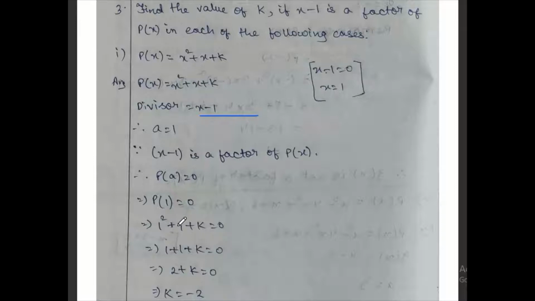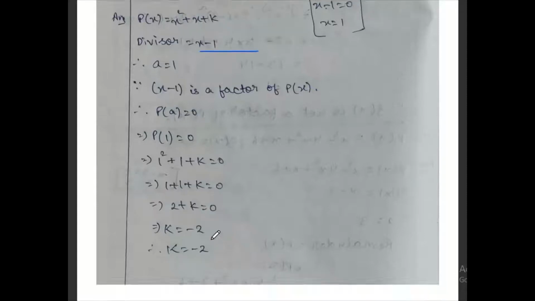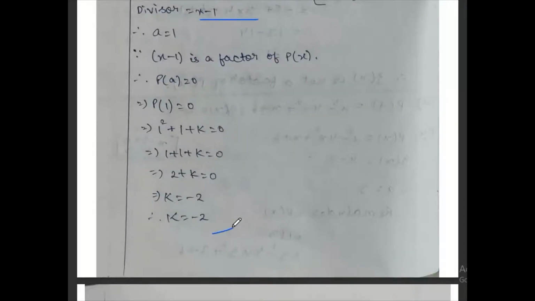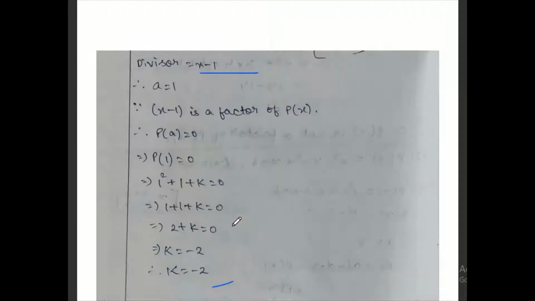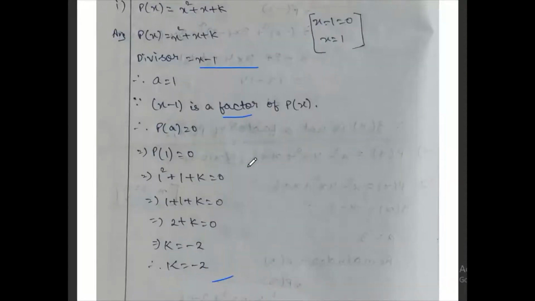So it is coming 1 square plus 1 plus k equals to 0. 1 square 1, 1 plus 1 is 2, 2 plus k equals to 0. Now plus 2 goes there, means it will be minus 2. So the value of k is coming minus 2. That's the answer to this. So in this question, polynomial is given and x minus 1 already given as a factor. So remainder has to be 0. Whenever you could see this word factor, remainder will be 0. With the help of that, we are getting value for k is minus 2.